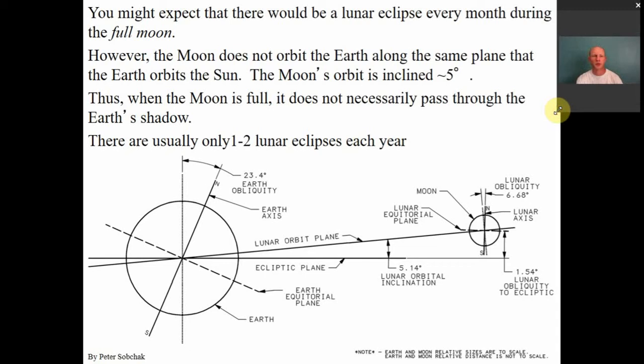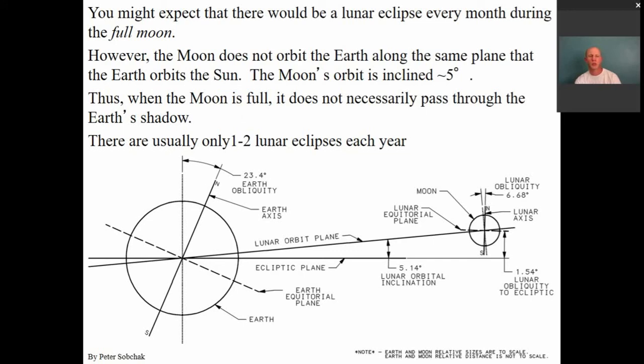Eclipses don't happen super often. So you might expect that there would be a lunar eclipse every month during the full moon. However, the moon does not orbit the Earth at the same plane as the Earth orbits the sun. So you can see that we have a slight angle here. It's 5.14 degrees. So the moon's orbit is at an incline of about 5 degrees. Thus, when the moon is full, it does not necessarily pass through the Earth's shadow.